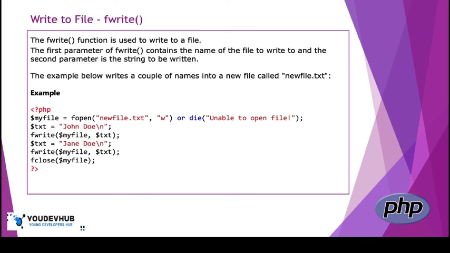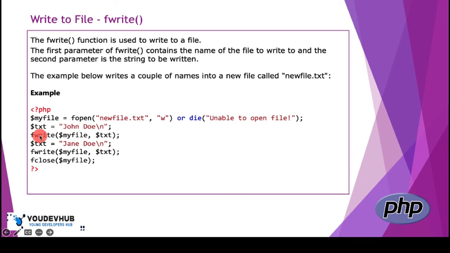So how do we write to a file? Now, the fwrite is used to write to a file, and the first parameter of the fwrite contains the name of the file to write to, and the second parameter is the string to be written. So let's say we want to create a new file called newfile.txt and want to write the following text into it.